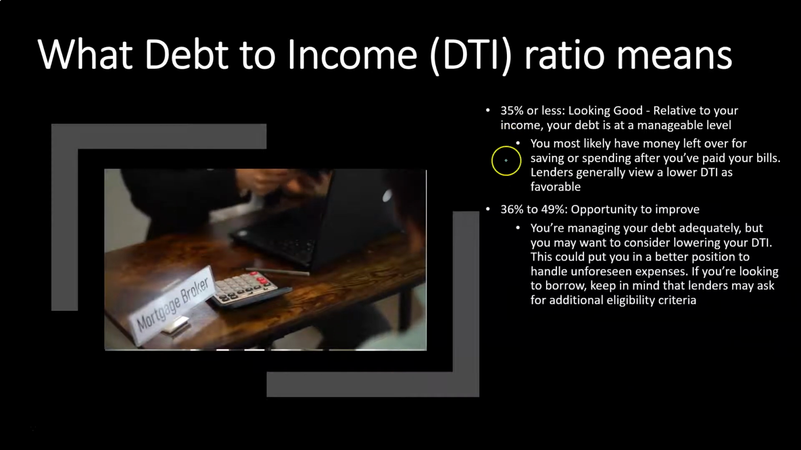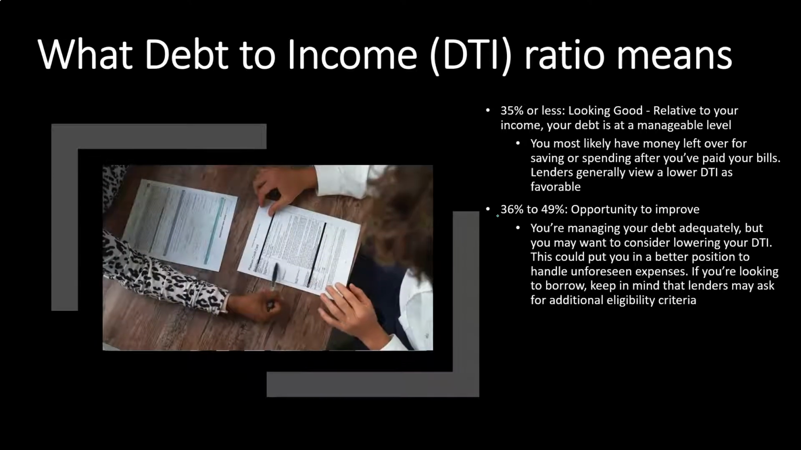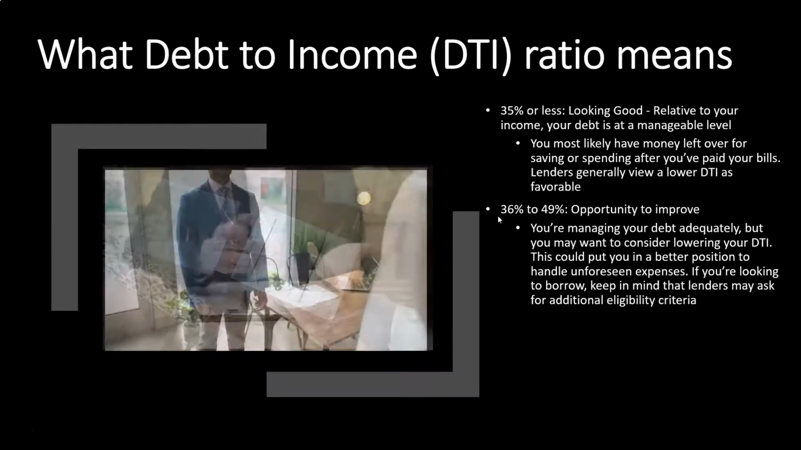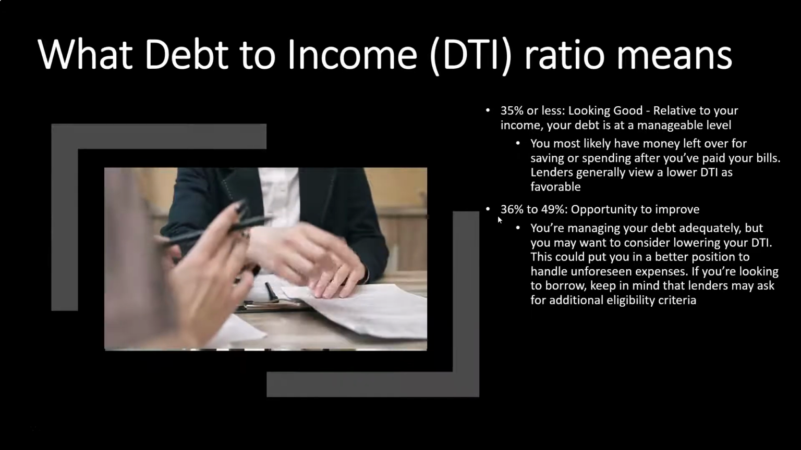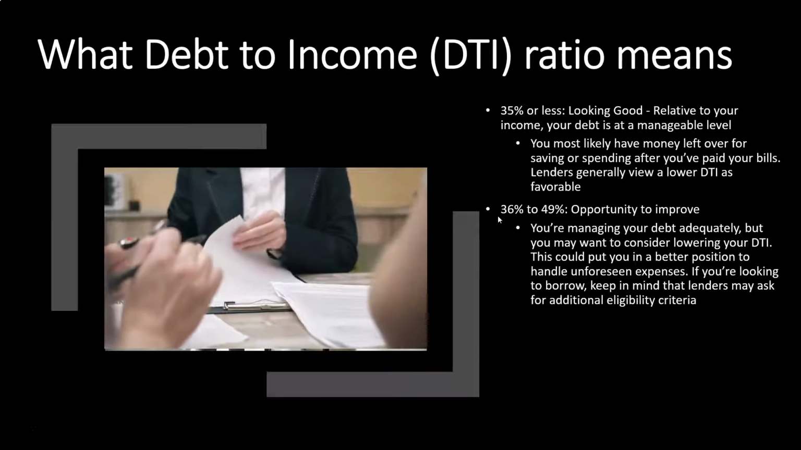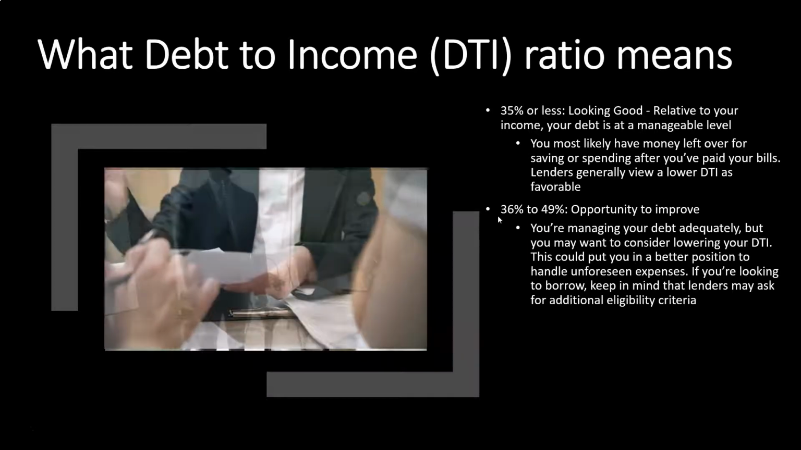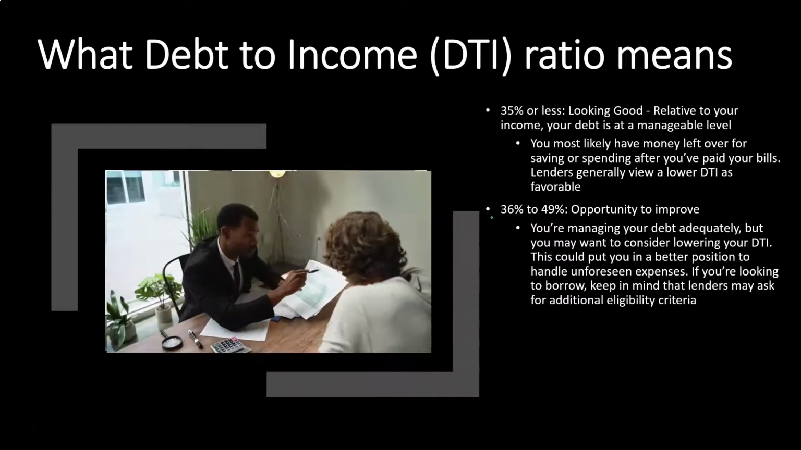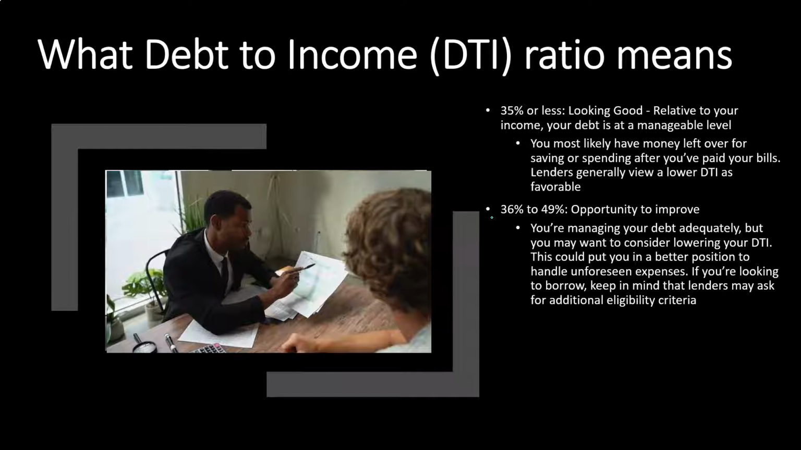If your debt to income goes from 36 to 49, there's opportunity to improve. They put it nicely here, the opportunity to improve. You're managing your debt adequately, but you may want to consider lowering your DTI. This could put you in a better position to handle unforeseen expenses. If you're looking to borrow, keep in mind that lenders may ask for additional eligibility criteria.